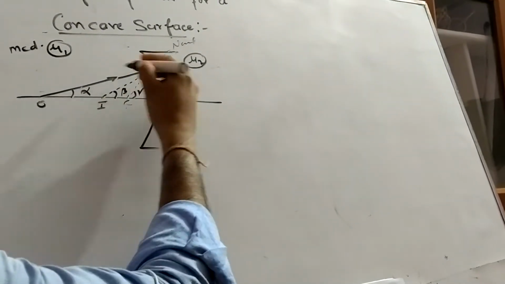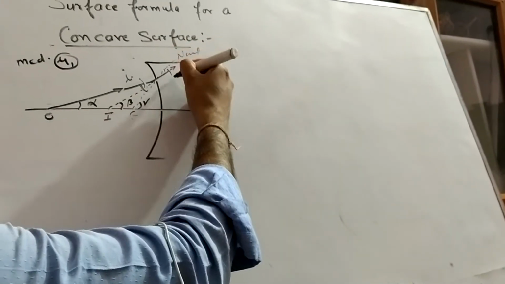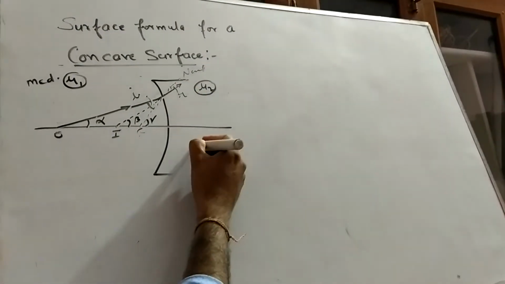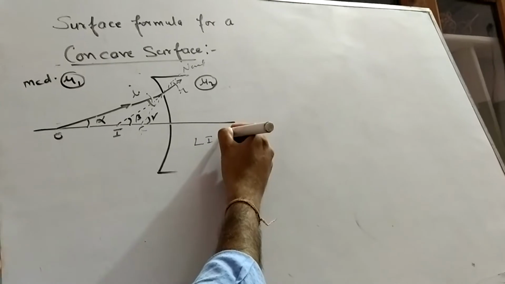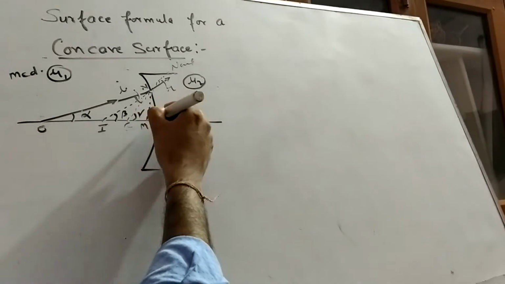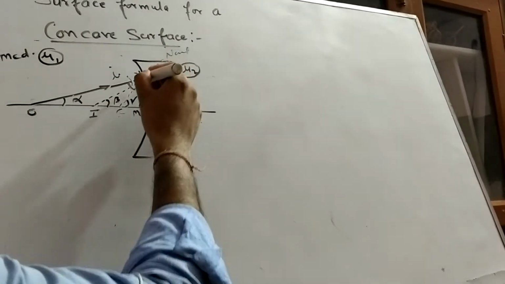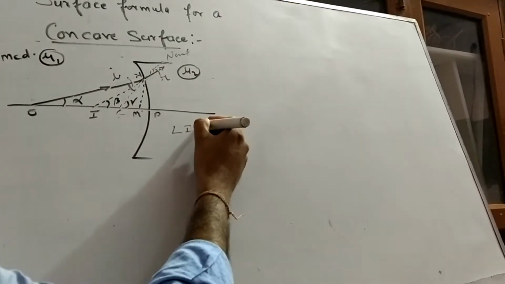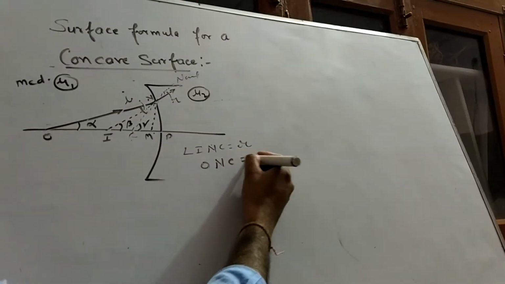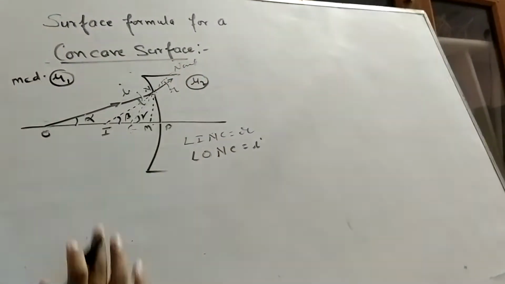The angle between the incident ray and the normal is i, and this angle is r. Here we can assume points N, M and P. So angle i, angle INM, angle INC, r, and angle ONC are the incidence angle and the angle of refraction.